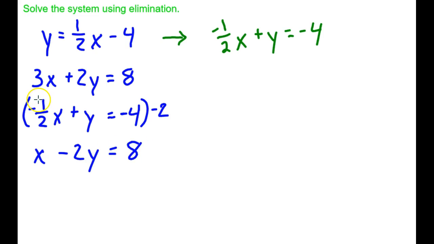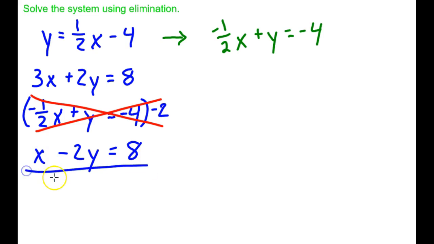So now I'm ignoring this part of the equation, and I'm going to combine my first equation with my new second equation that I just rewrote. So I'm taking 3x plus x to get 4x. Positive 2y and negative 2y make 0. So I have 4x equals 8 plus 8, which is 16. Now if I solve for x, divide by 4, I get x equals 4.